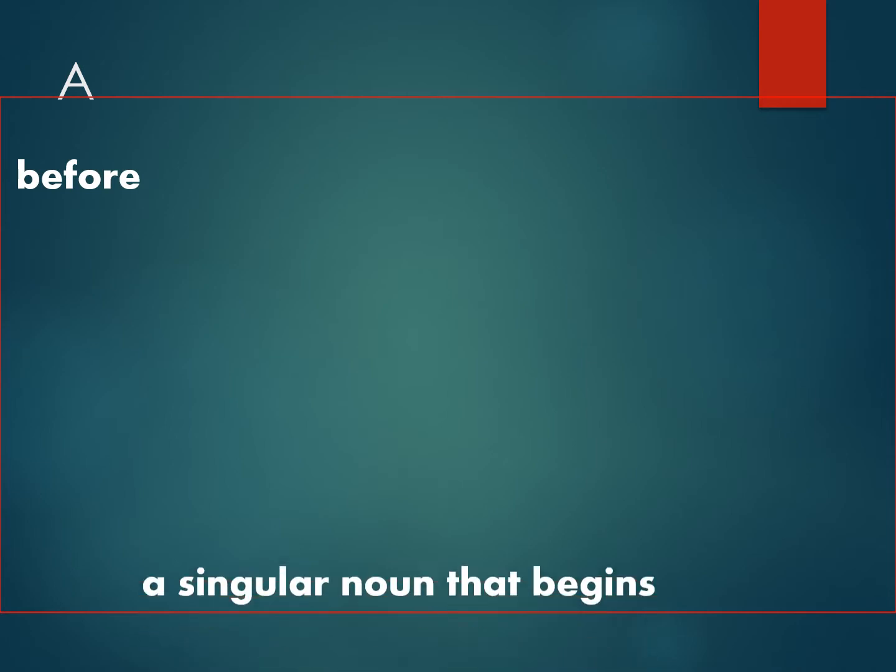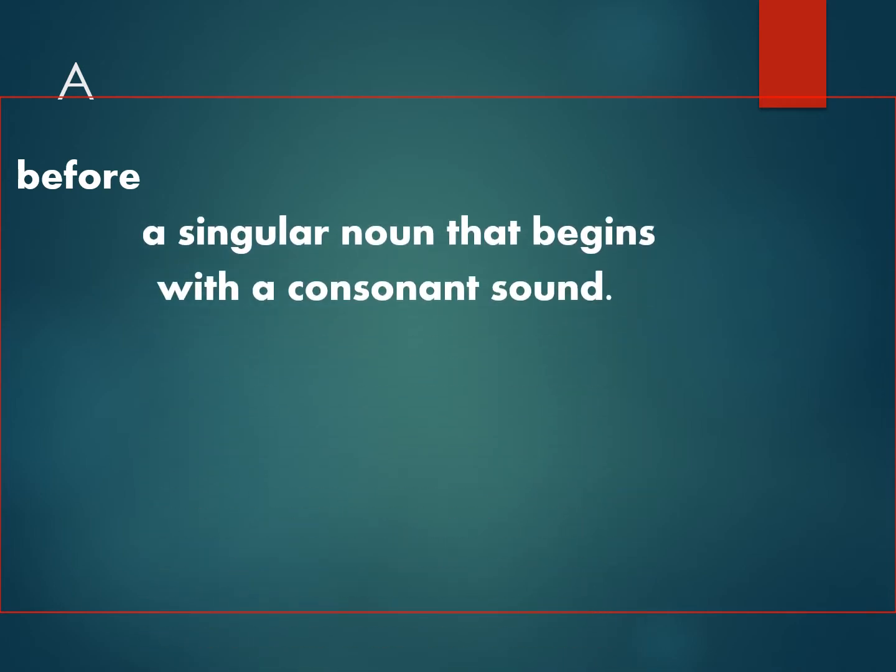Students, let's see the three articles one by one. First article a. Article a comes before a singular noun that begins with a consonant sound.